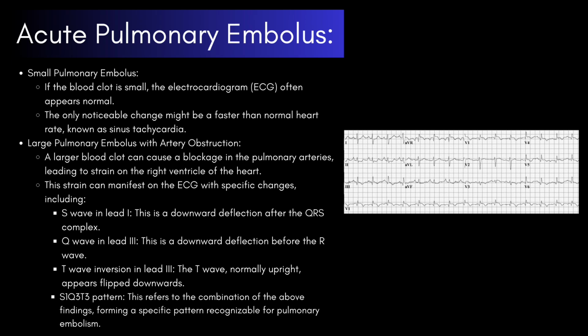Large pulmonary embolus with artery obstruction. A larger blood clot can cause a blockage in the pulmonary arteries, leading to strain on the right ventricle of the heart. This strain can manifest on the ECG with specific changes, including S wave in lead 1. This is a downward deflection after the QRS complex. Q wave in lead 3. This is a downward deflection before the R wave.